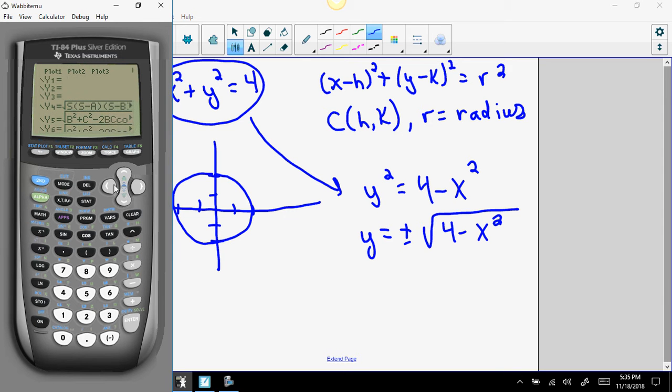All right. So the square root of 4 − x². And now I'm going to show you a trick. Just go minus Y1. And then if you ZoomStandard it, it's minus 10. See, there's the upper part, the lower part, but the scale's too big. We can zoom in, I bet.